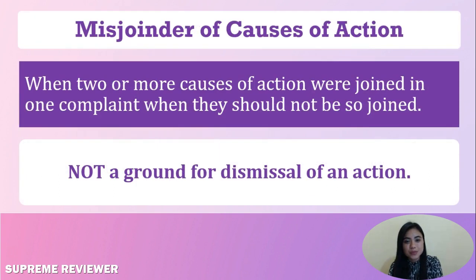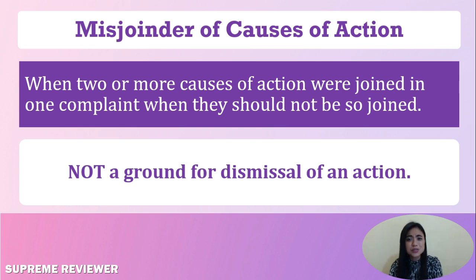What happens when there is misjoinder of causes of action? Section 6, Rule 2 of the 1997 Rules of Civil Procedure provides, misjoinder of causes of action is not a ground for dismissal of an action. A misjoined cause of action may, on motion of a party or on the initiative of the court, be severed and proceeded with separately. Okay?